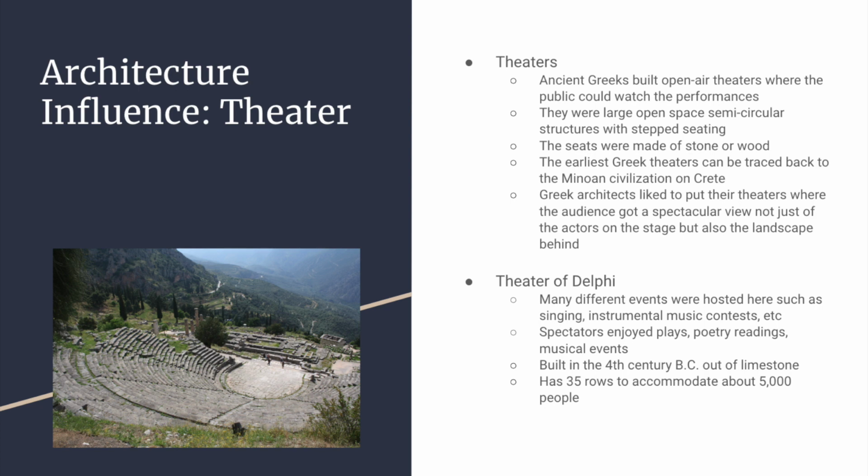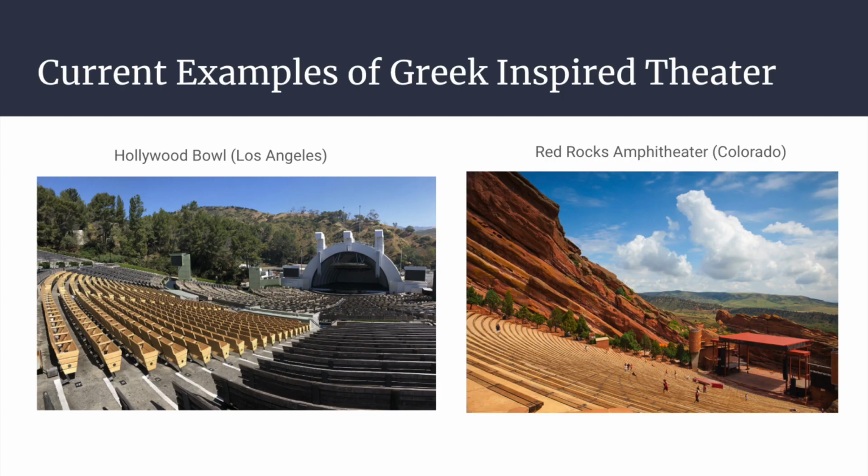Greek theaters usually played a vital role in the social life of Greek cities. People came there to be entertained, educated, and inspired. A couple of examples I found of Greek-inspired theater in today's society are the Hollywood Bowl in Los Angeles and the Red Rocks Amphitheater in Colorado.